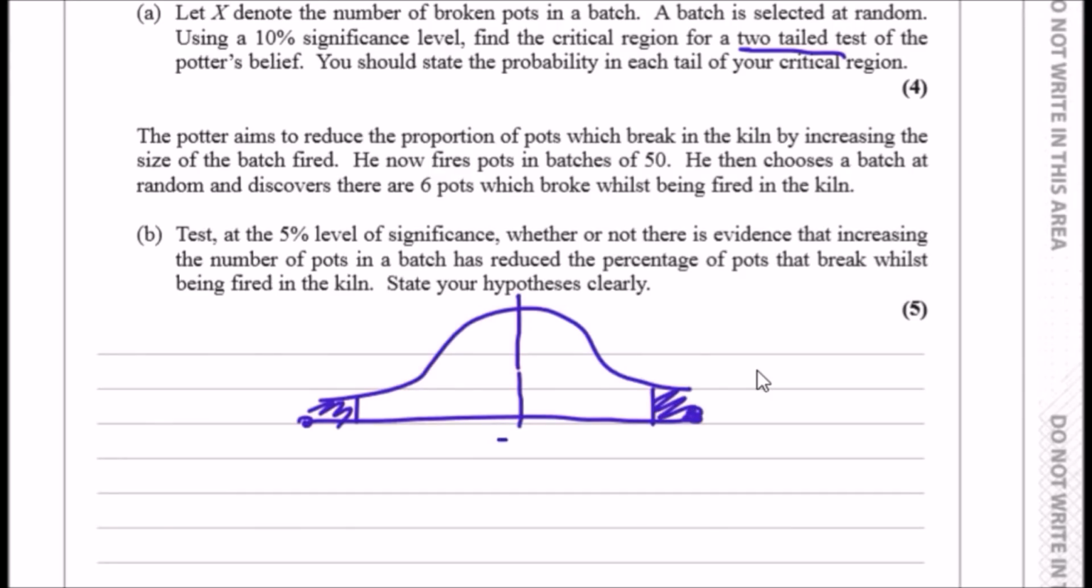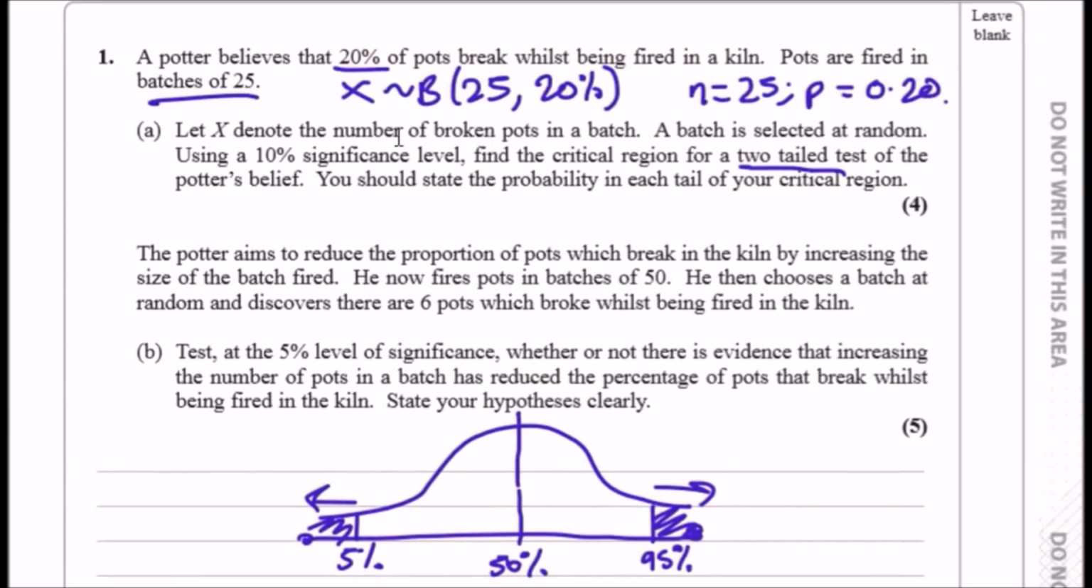If we assume that the middle is 50% because it's symmetrical, the first 5% is here, and the last 5% starts at 95%. We only want probabilities that are less than 5% or greater than 95%, but you want to be as close as possible to 5%. So what do we do? All we do now is look at the binomial distribution table, n equals 25 and p is 0.20, and find the closest values up to 5% and just above 95%.